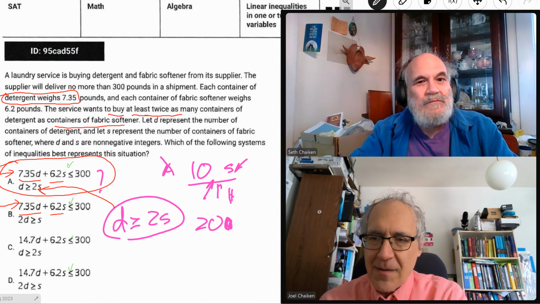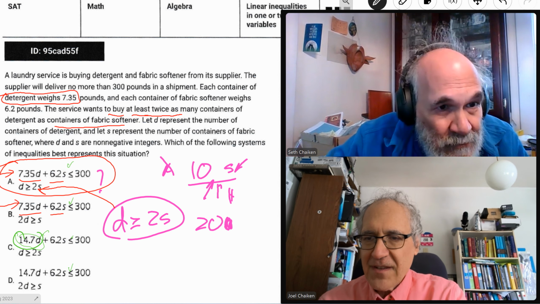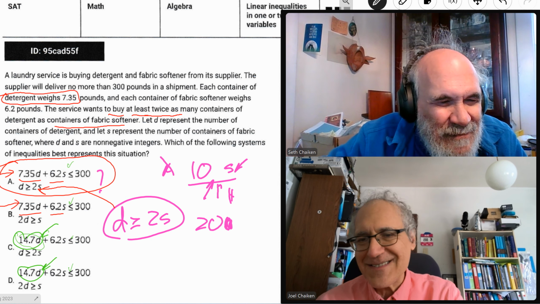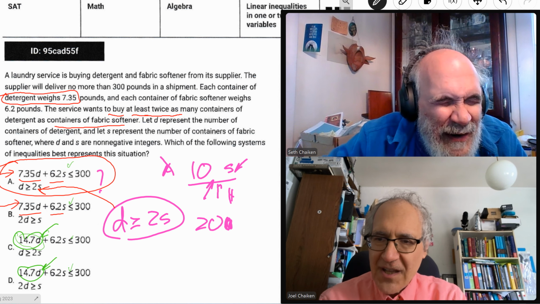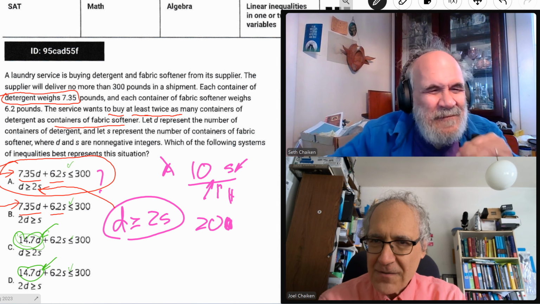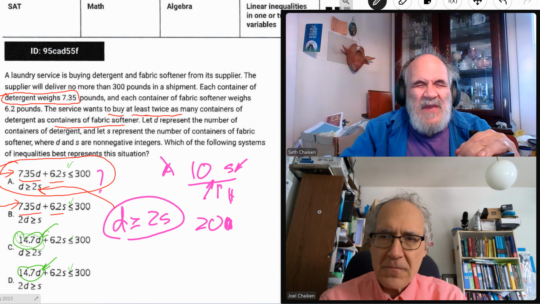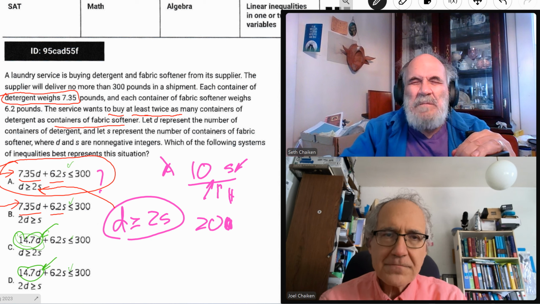This is interesting. On the bottom choice, they doubled the 14.7. One can certainly see why they wrote that, because you're doubling the detergent. But they made it very clear that D is the number of containers of detergent, and S is the number of containers of softener. It's not the minimum.